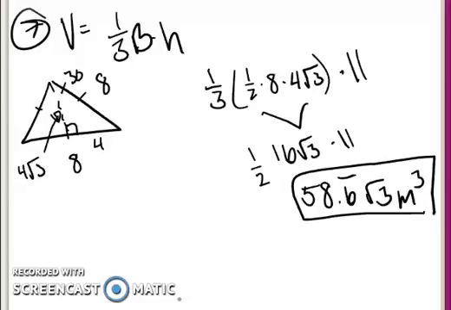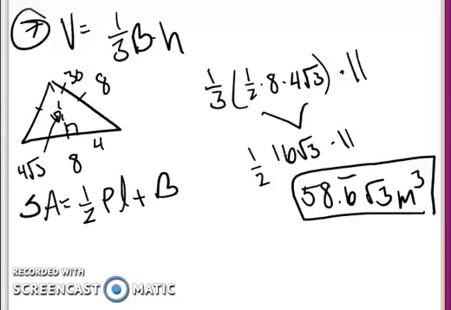Okay, in the last video we had just finished finding the volume, 58.6 rad 3 cubic meters. Now we're going to go ahead and find the surface area. So surface area of this is going to be 1/2 PL plus B. Well, we found the area of the base to be 16 rad 3, so we're just going to leave that there. Plus, now the perimeter is going to be 8 plus 8 plus 8. Again, the perimeter is of the base figure, so that's going to be 24.